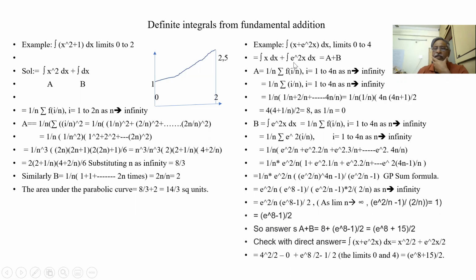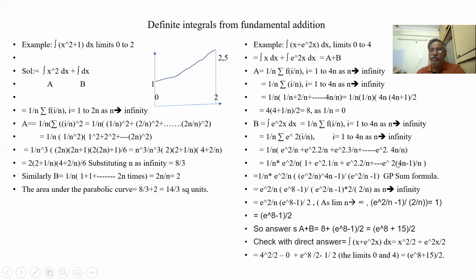What is the second term? Integral e to the power of 2x dx. Same, I am applying this. So 1 by n into e to the power of 2 into 1 by n, 2 into 2 by n, 2 into 3 by n, like that 2 into 4n by n. So I am adding all the y's here.